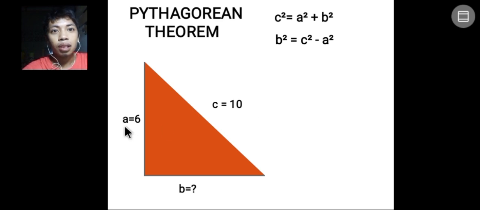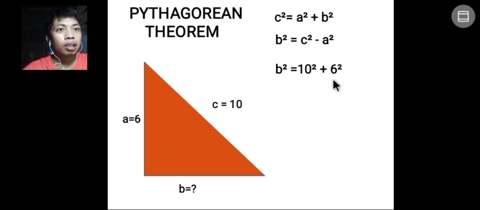of the opposite side and the hypotenuse side. So the opposite side is equal to 6. Then the hypotenuse side is equal to 10 squared, so that we can simplify these corresponding values. So 10 squared is equal to 100. Then 6 squared is equal to 36.